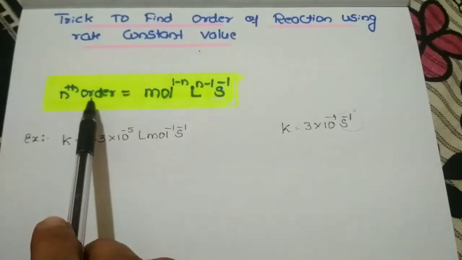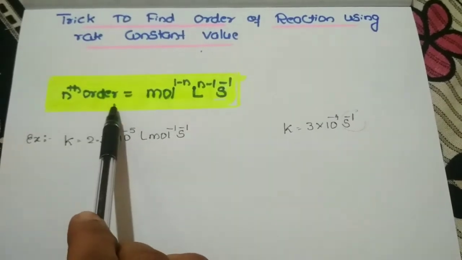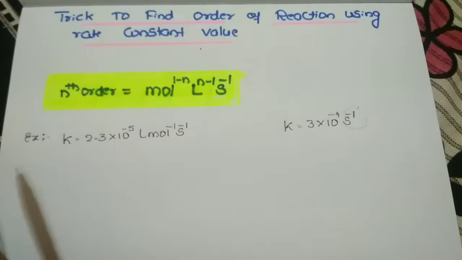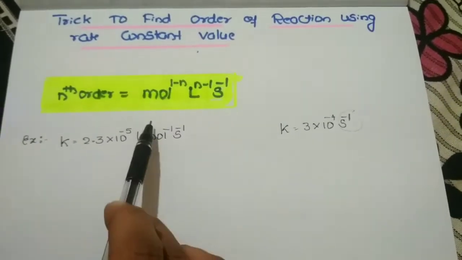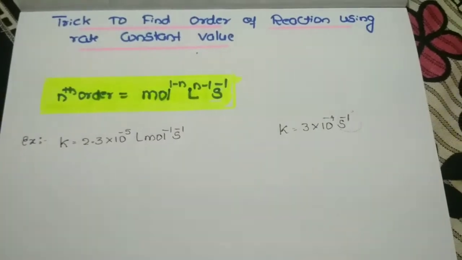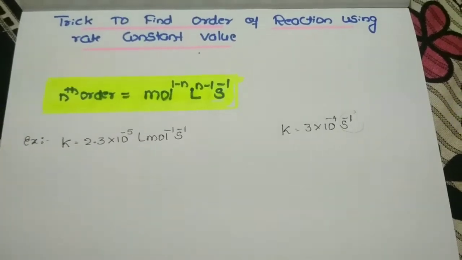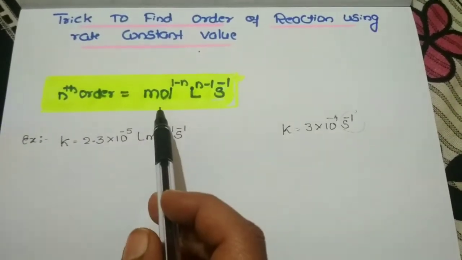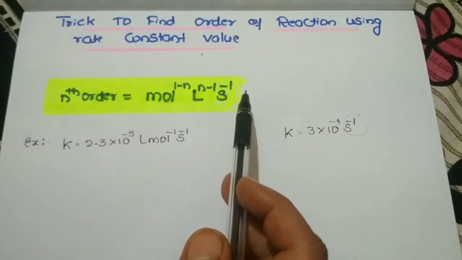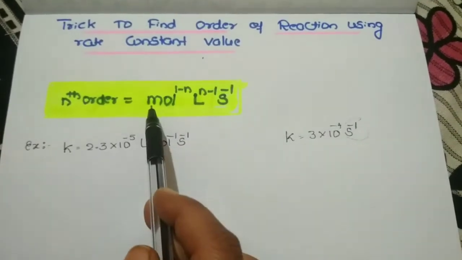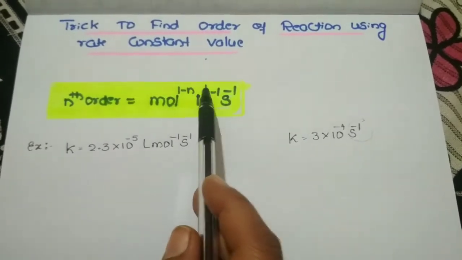For that you need to remember this general formula to find out the nth order. Here n is nothing but the order of a reaction, like 0, 1, 2, 3. The general formula you have to remember is mole to the power 1 minus n, liter to the power n minus 1, per second. So this formula you have to remember. Just remember 1 minus n, n minus 1, per 1. These two are very important. Mole, liter, second will be common. Just remember the powers like 1 minus n, n minus 1.